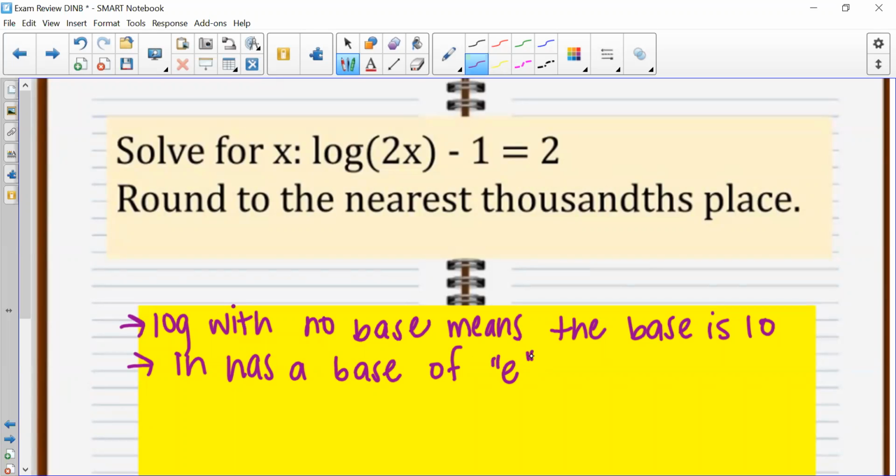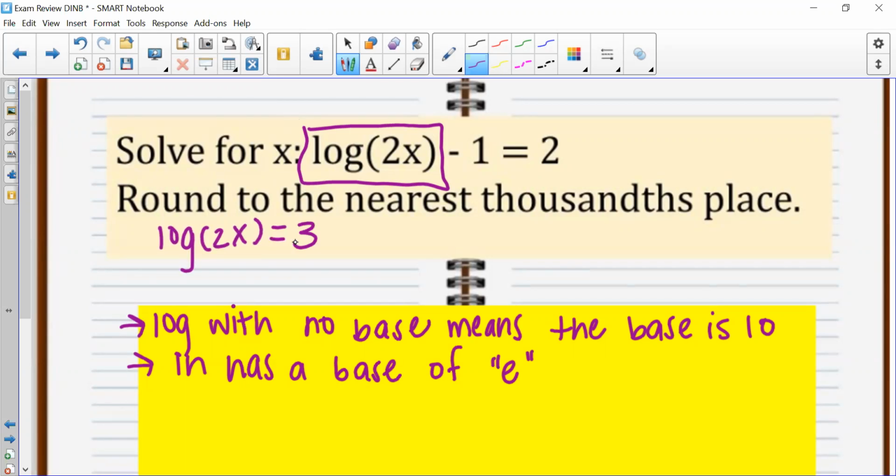All right, so it says solve for x: log of (2x) minus 1 is equal to 2. Round to the nearest thousandths place. No answer choices this time. So first thing I need to do is isolate the log. The parentheses are only around the 2x, not around the 2x minus 1. So we are going to add 1 to both sides. Okay, so log of 2x equals 3.